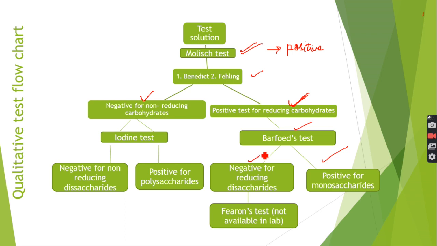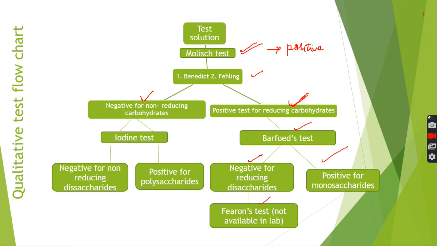Okay, so you will perform Barfoed's test. If you get positive, it means your sample is a monosaccharide. If you get a negative test, that means it is a reducing disaccharide. In case you get this negative test, the last test that you need to perform is Seliwanoff's test. Okay, so this will test the presence of reducing disaccharides.